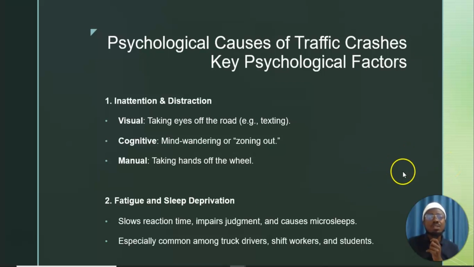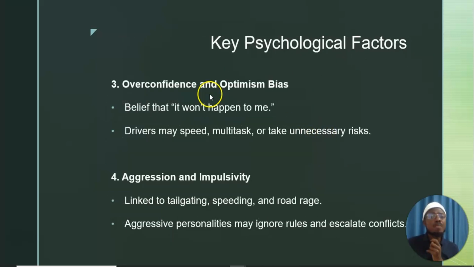So these are some of the possible psychological causes of traffic crashes. We have overconfidence and optimism bias. Some people believe that, no, I can't be involved in an accident. I know my way around the road. One thing about traffic crashes is that sometimes you might not be the cause of the accident. It might be as a result of the error of another driver.